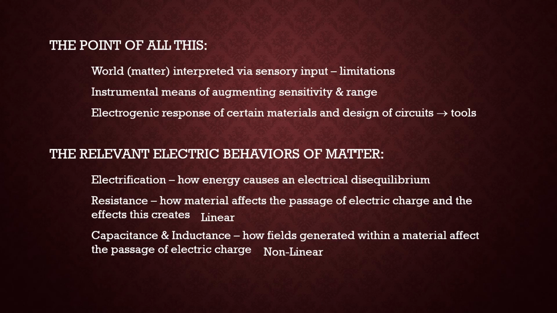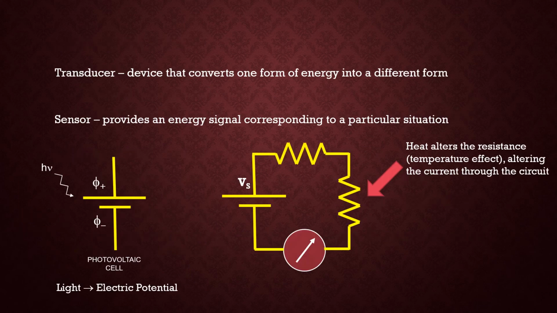So the processes are electrification, namely the formation of an electrical potential, and then passive devices that respond to the electrification, namely resistance, which is linear, and capacitance and inductance, which is nonlinear. I introduced transducers and sensors, the distinction being that the transducer is something that converts energy, the sensor is something that responds and causes a change in the overall balance of the system.